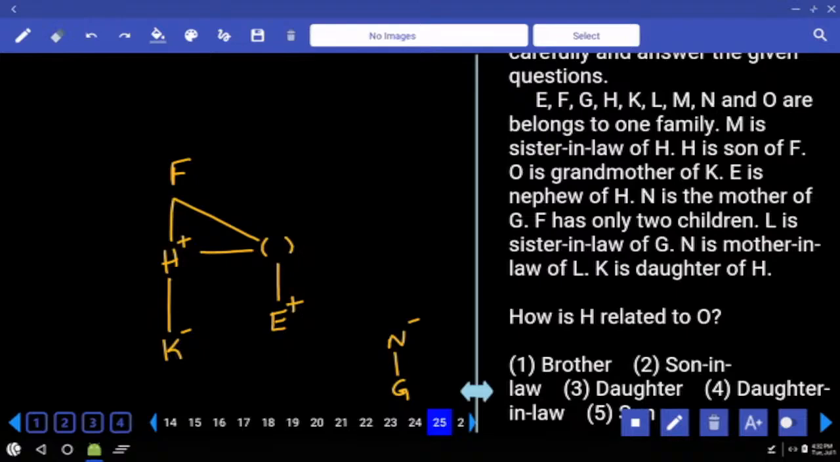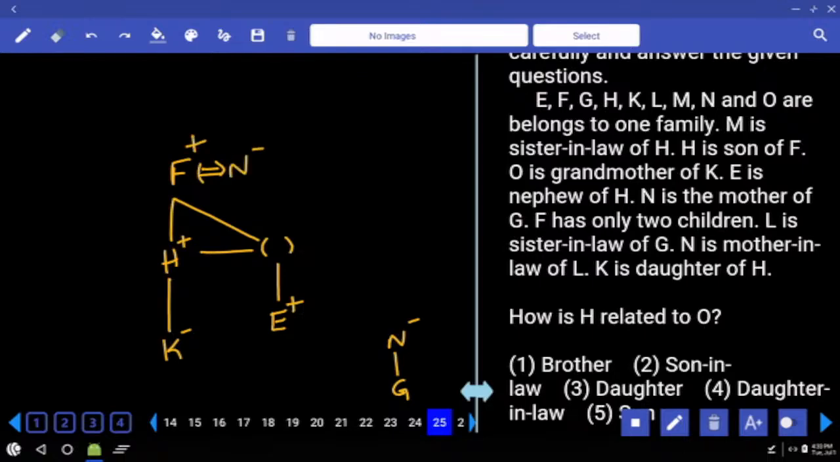Then O is the grandmother of K. We have. Then next one. L is the sister. N is the mother-in-law of L. That means N is the mother-in-law of whom? L. F and N are married to each other. N is a female. F is a male.